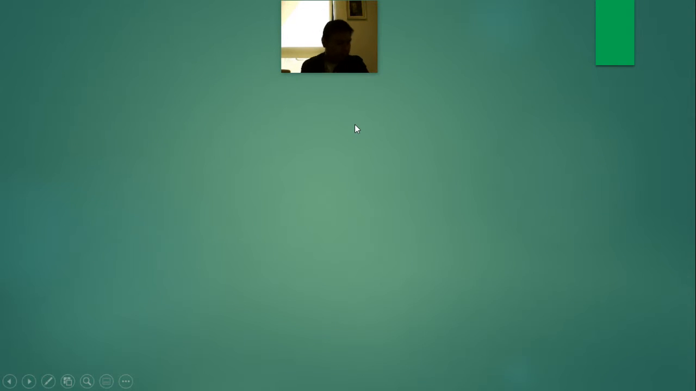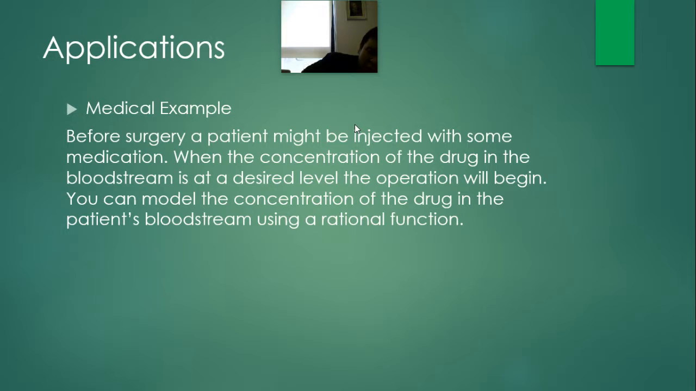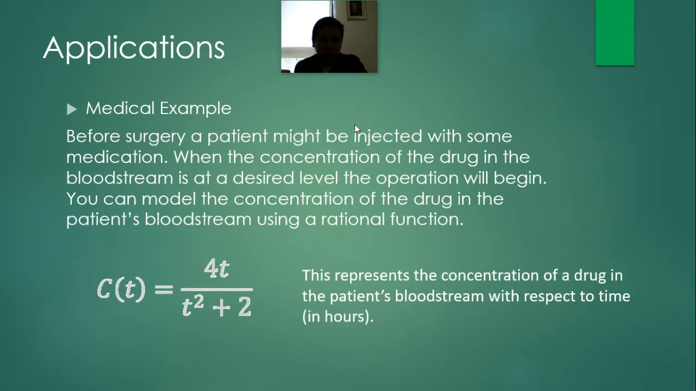Now, of course, rational functions are used in a lot of situations. I've shown you some functions when we started discussing functions. So here's one. I think Ed presented this as well before. 40 over t squared plus 2 is a function that represents the concentration of the drug in the patient's bloodstream.